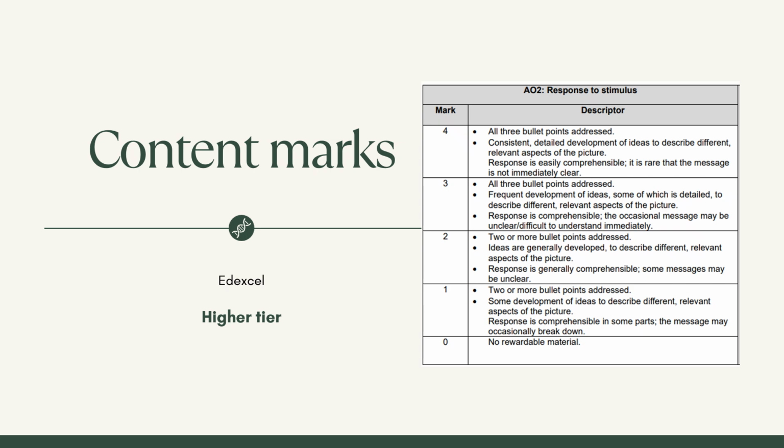And we look in this video, basically we're going to look at how you can ensure that you're giving that consistent detailed development that is required to get the 4 marks. Because having looked at the examples that the exam board have given us, getting those 4 marks is not easy. You really do have to do quite a lot. But the good news is you can be so well prepared for that in advance.